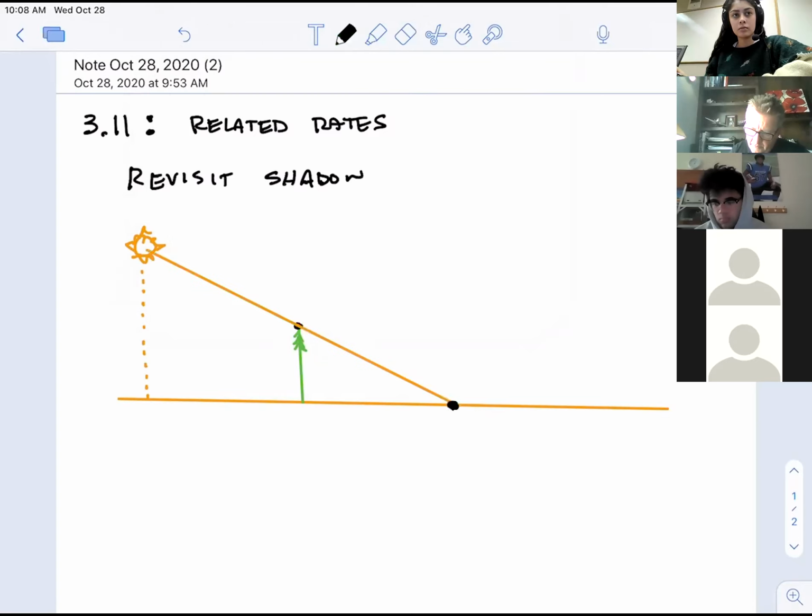So this creates a little right triangle. And we're saying the sun is actually in motion. So it's going down. And of course, because it's going down, this shadow right here is going to be growing too.